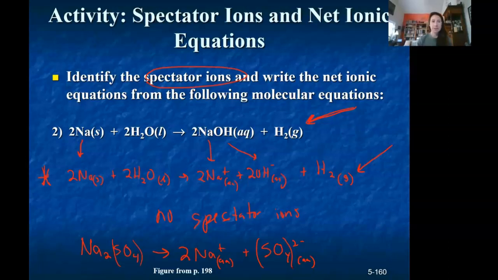Any others? Okay, that's the whole module. Any questions before we move on? Any other questions that anyone has before we move on? So you should be good for your quiz. Again, your quiz is the majority classifying and balancing with a few predicting products. Your exam's going to be the whole entire thing.